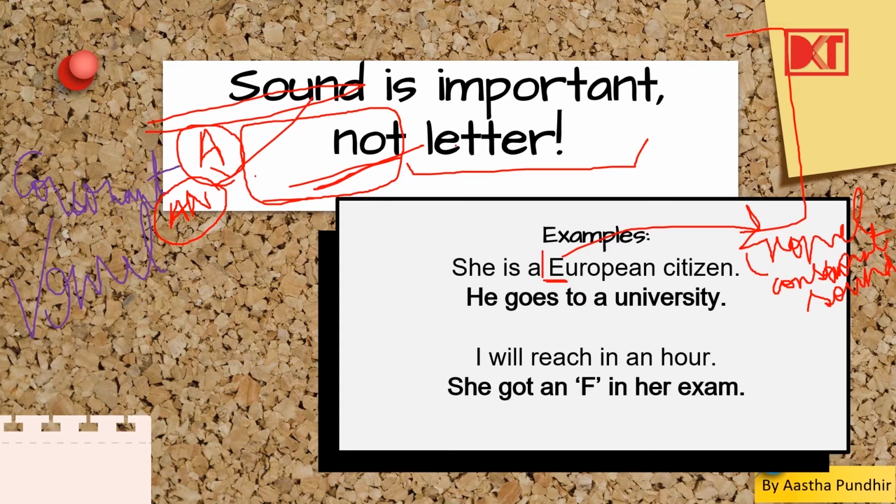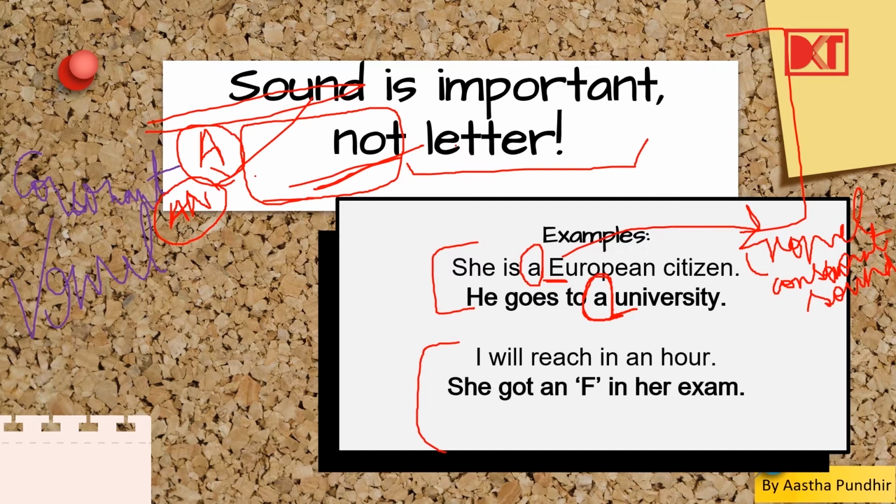सिमिलरली फॉर ही गोज टू अ यूनिवर्सिटी. यूनिवर्सिटी ऑल्सो इज बिगिनिंग विद अ वॉवल, बट जो साउंड है यूनिवर्सिटी य, दैट इज a consonant sound, so we will be using article a. Then next set of examples, you see I will reach in an hour.